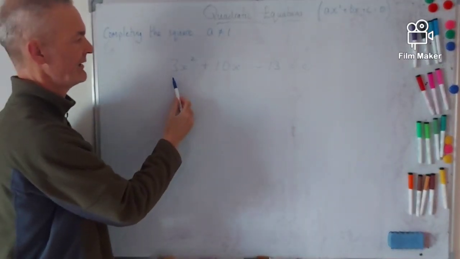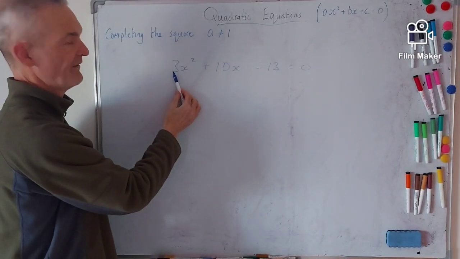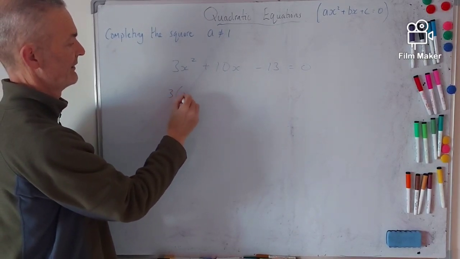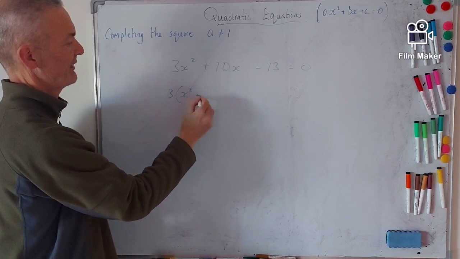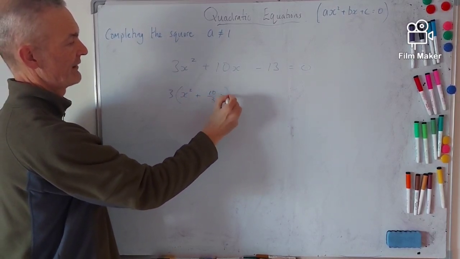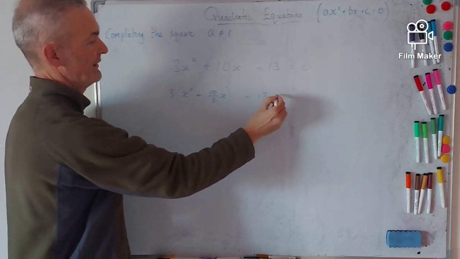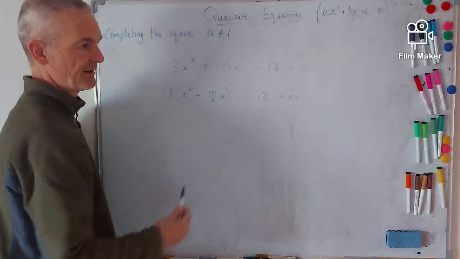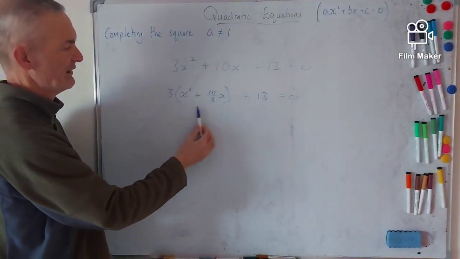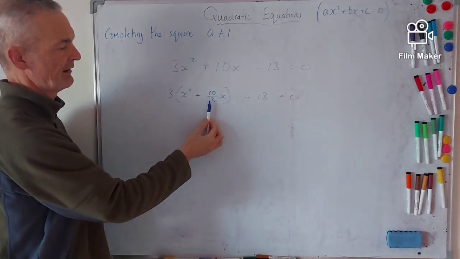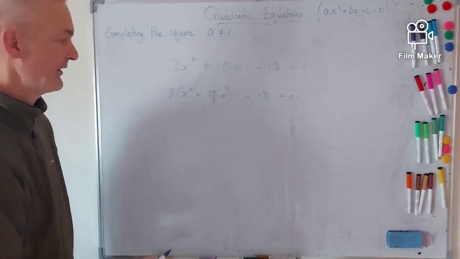We've got a 3 here. So we're going to factor out the 3. So we're going to pull 3 out, and then we're going to have x squared plus 10 over 3x minus 13 equals 0. And now we can go through the same process we went through before with the last one, and we're going to halve this, square it, and add it to both sides.